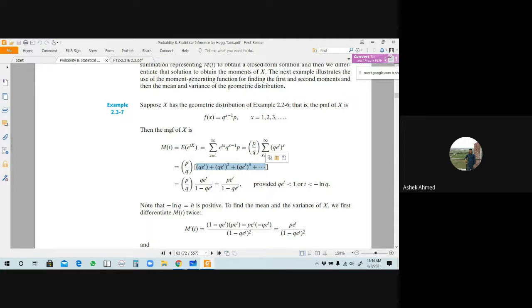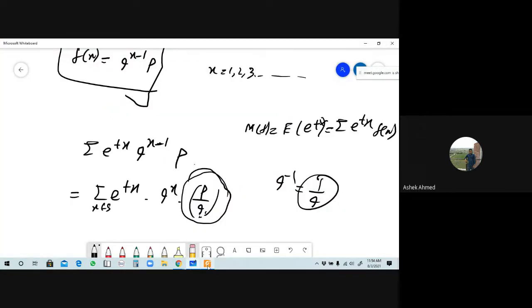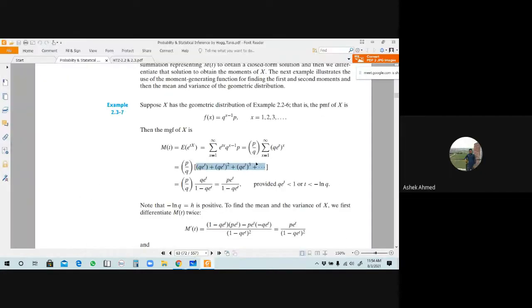Geometric progression. We know the formula of geometric progression. For an infinite series, a divided by 1 minus q. The value of a is here q into e to the power t, and 1 minus q is the common ratio. Q into e to the power t whole square divided by q into e to the power t. That will be q into e to the power t. You can cancel q and q here.